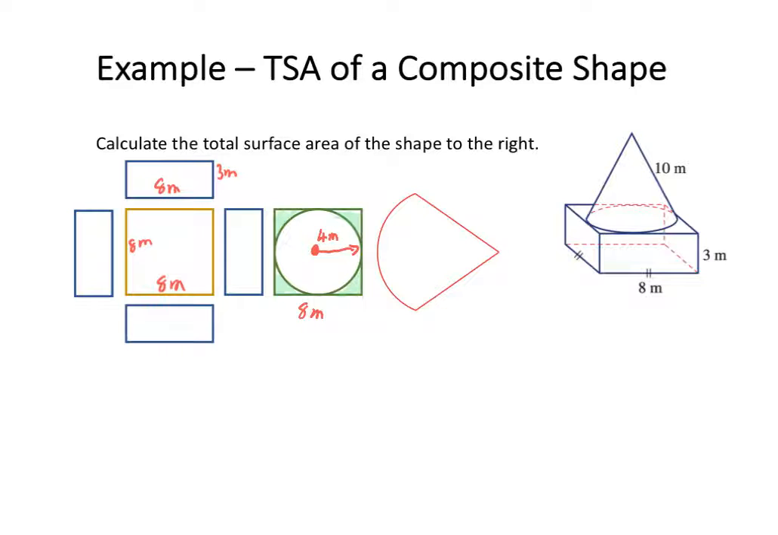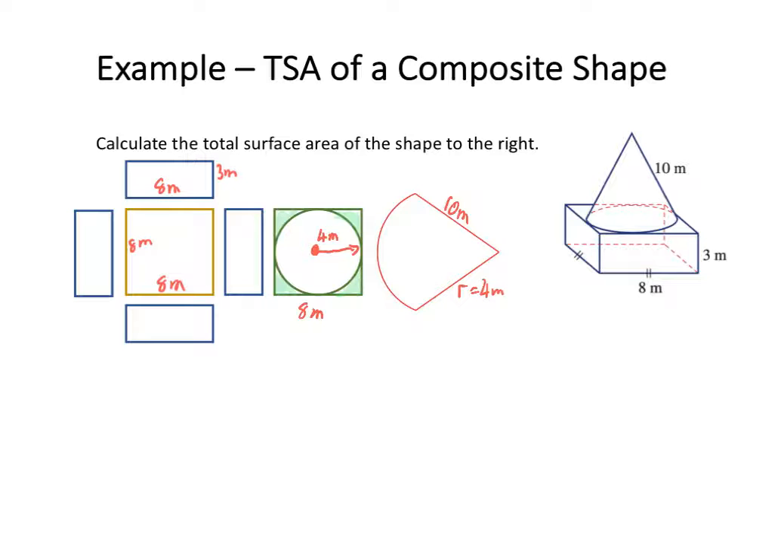And my curved section of the cone, the slant is going to be 10 meters, and I know the radius of that cone is 4 meters. So now that I have all of my dimensions marked onto my net, I can go ahead and start doing my calculations of each of those individual shapes.